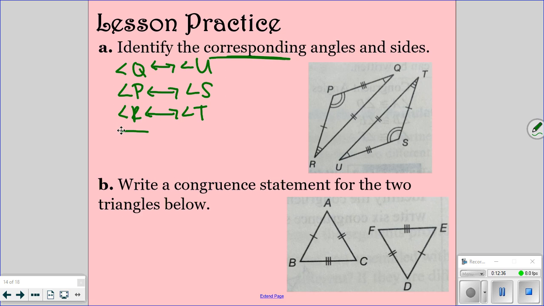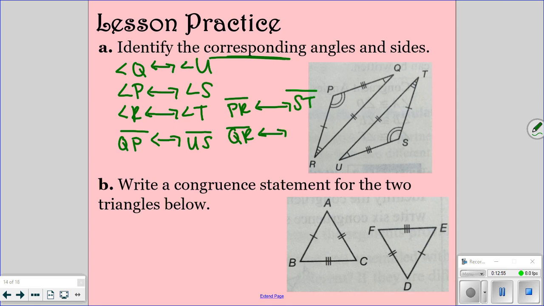And then side length QP corresponds to side length US. Side length PR corresponds to SP. And side length QR corresponds to UT. So that would be your corresponding angles and sides.